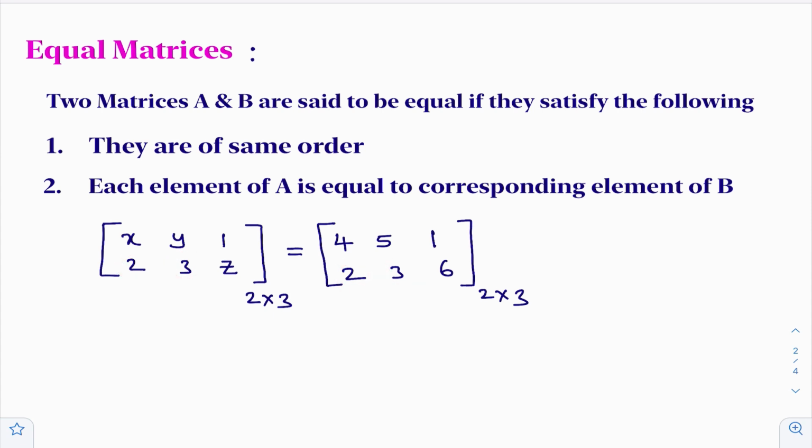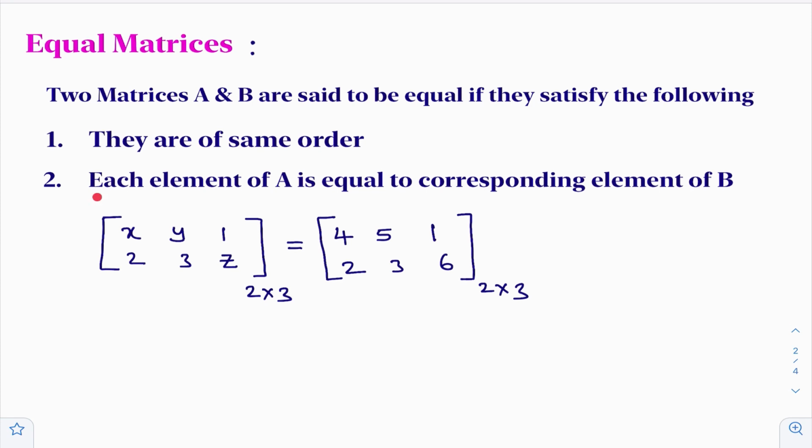Now the question is, when are these two matrices equal? As per the second point, each element of A is equal to the corresponding element of B. This is the element present in the first row, first column, and this is also the element in the first row, first column. Corresponding elements of A and B must be equal. That means X must be equal to 4, Y must be equal to 5, and Z must be equal to 6.